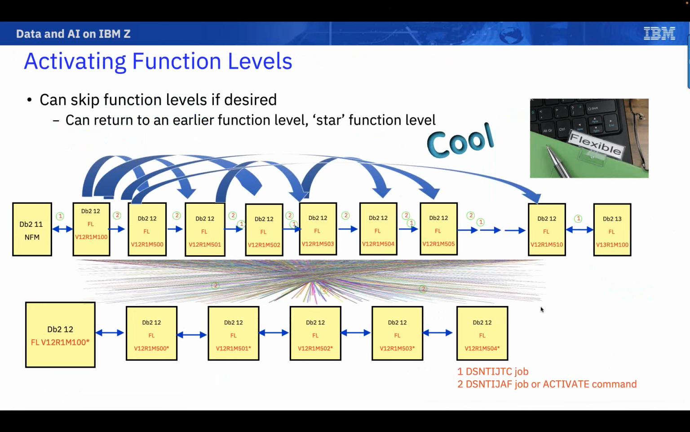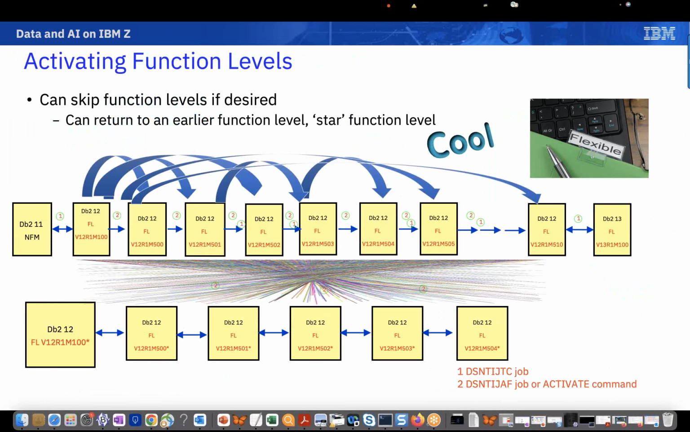The other thing, and we haven't talked about it yet, is that once you've gone to a particular function level, you can also return to a prior function level. We call these star function levels. That's what the whole mess of lines that you can see there in between the 2 rows of the yellow boxes is. Those lines and those blue arrows are meant to give you a visual for how flexible this process is.